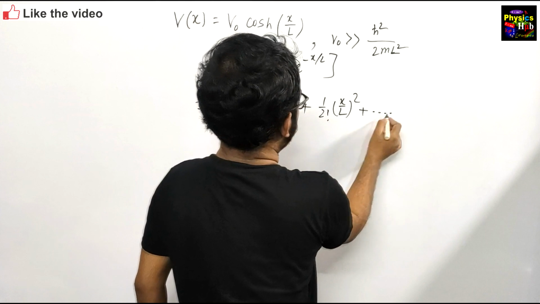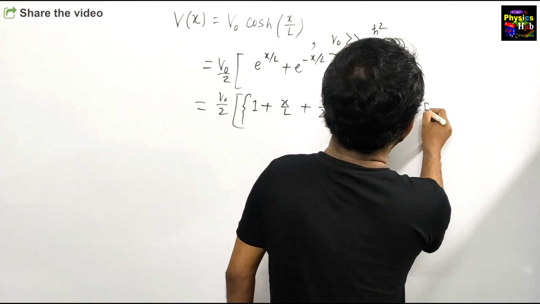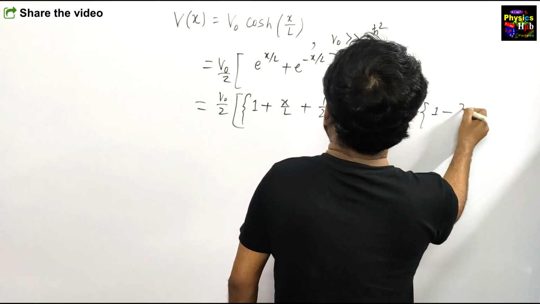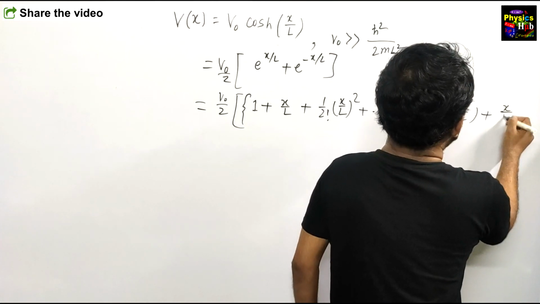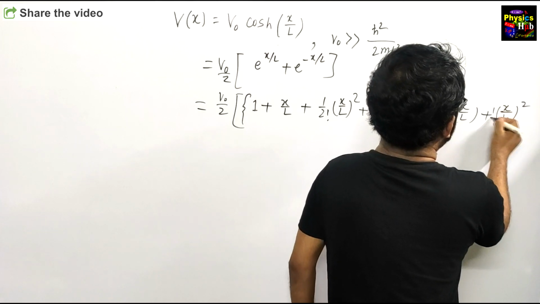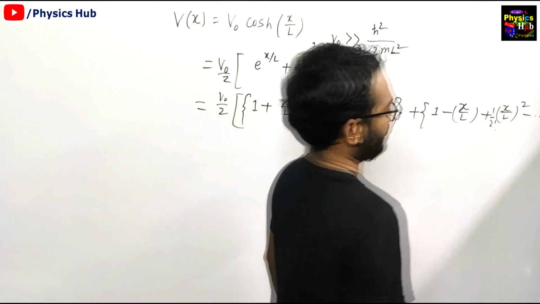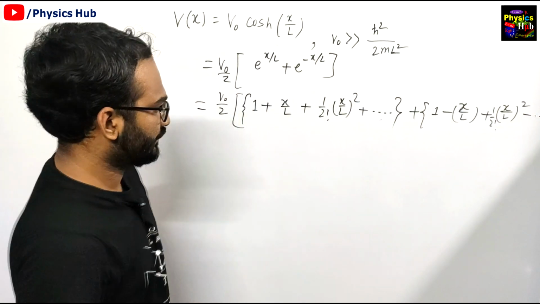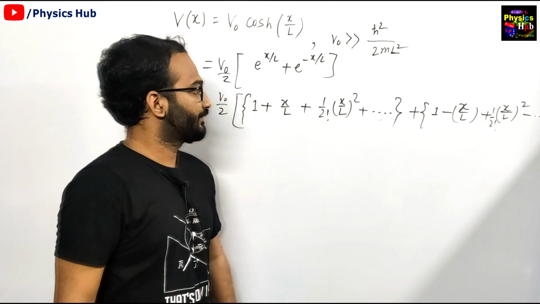We are keeping it in this parenthesis, and for the next term what will you get? 1 minus x by L plus x by L whole squared divided by 2 factorial, and it will go on like this in this way. Understood? And there will be a third bracket at the end.